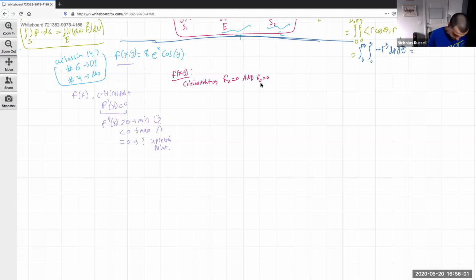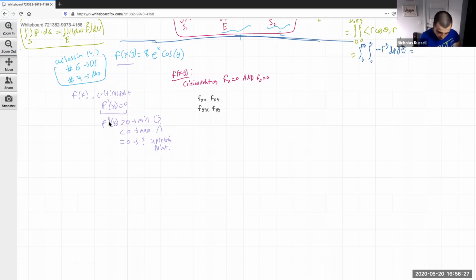Now, how do we classify these? Well, in the one-variable case, we took the second derivative test, and it was really quick because I only have one variable, so second derivatives just make sense. In this case, we have 4 second derivatives. We have fxx, we have fxy, we have fyx, and we have fyy here.